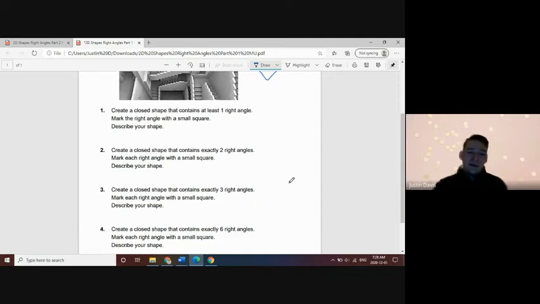All right, now number 2 is different. It says create a closed shape that contains exactly 2 right angles. So this first one was at least 1.